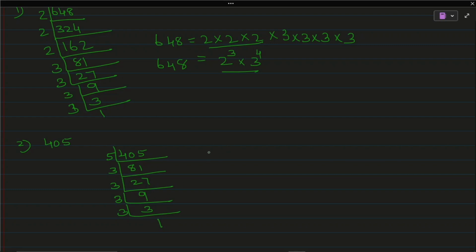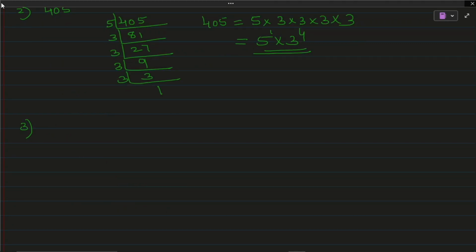So we can express 405 in exponential form. First we write the prime factorization, that is 5 into 3 into 3 into 3 into 3, or 5 multiplied with 3 raised to 4. 5 we can also write as 5 raised to 1 if you want. So this is the answer. Now the third question, 540.